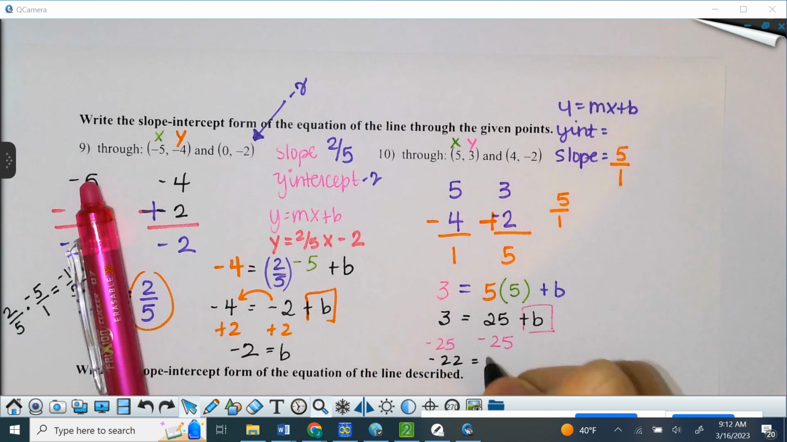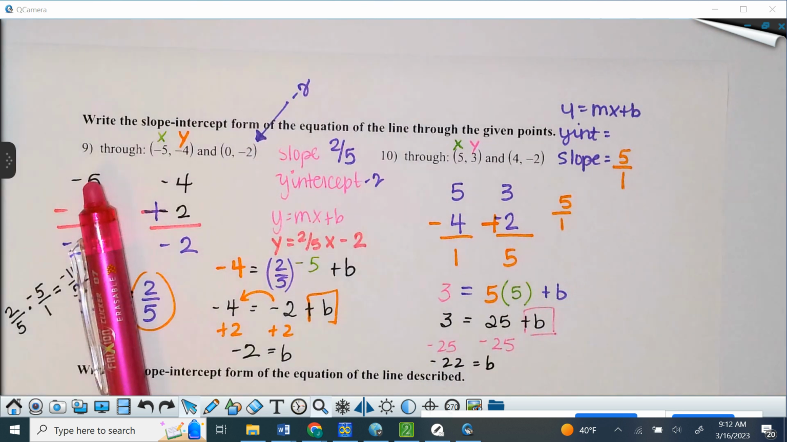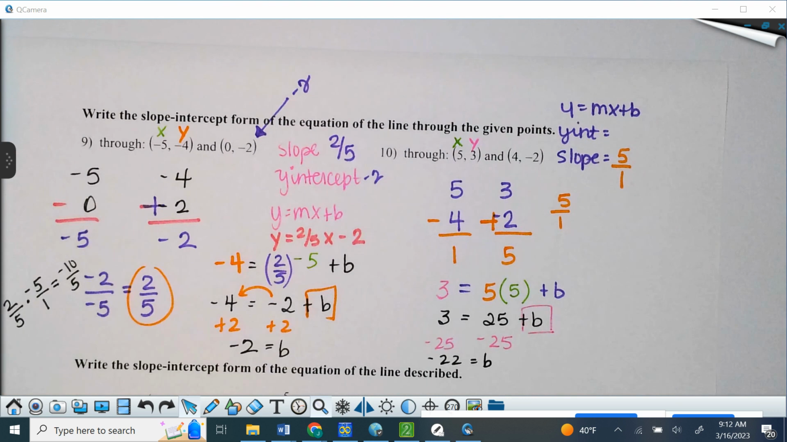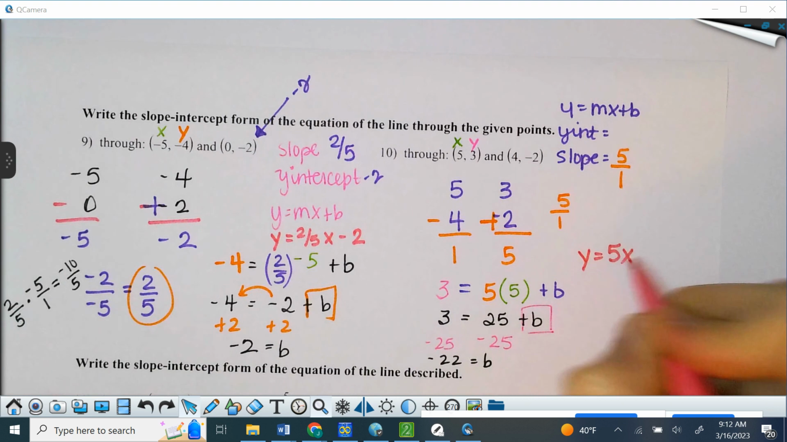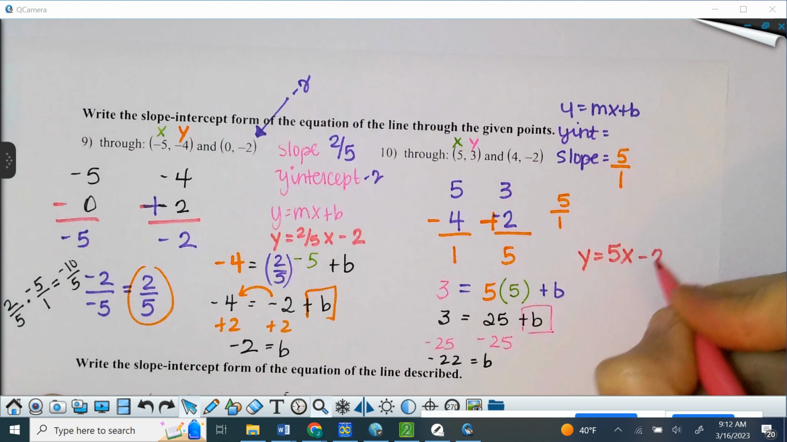Again, we're not done. It feels like we did a lot of math, but not quite finished. So it's going to be y equals, our slope is 5, and then our y-intercept is a negative 22, so minus 22.